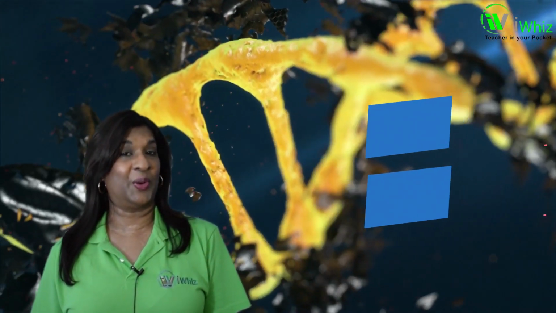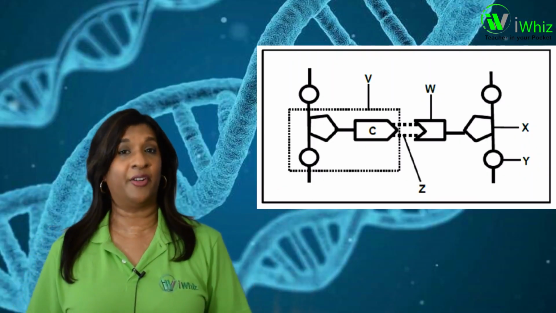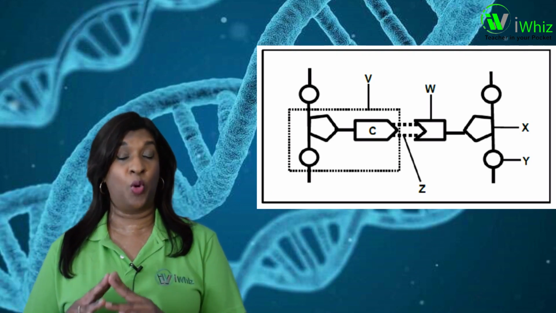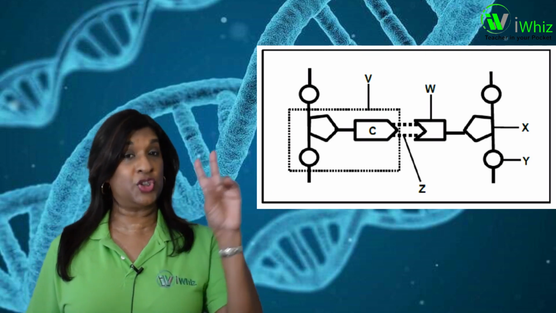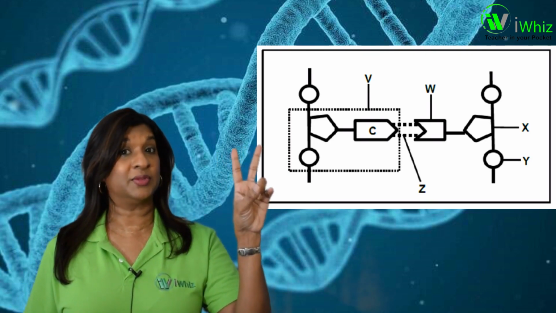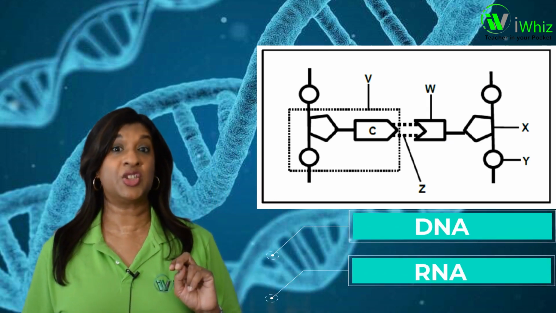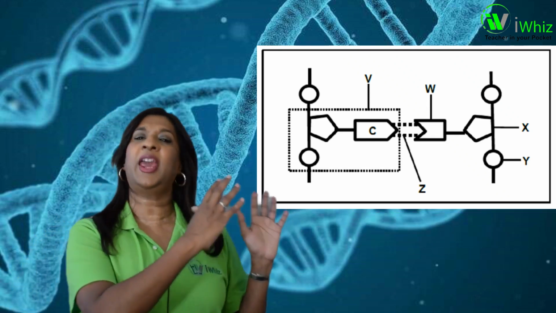So let's get going. Our first question is based on a diagram, and it says the diagram represents a portion of a nucleic acid. So there are two nucleic acids, remember. What are they? It's DNA and RNA. So we need to identify this one, right? So let's look at our diagram carefully.